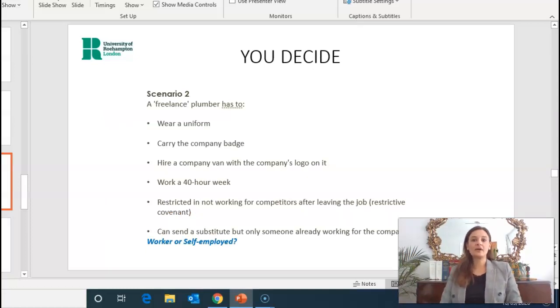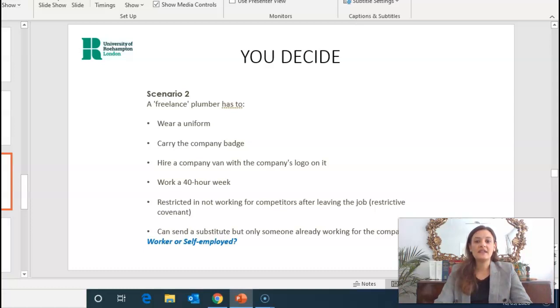So here, in this case, there's a plumber who is labeled as being freelance, except they have to wear a uniform, wear a company badge, and hire a van from the company that has the company's logo on it. They must work 40 hours a week, and they're restricted from working for competitors after they leave the job, which I touched on. That's called a restrictive covenant. So once they stop working for that principal or employer, they can't work for a competitor for a certain amount of time. However, they are allowed to send a substitute in to do the work for them, but only somebody who's already working at that company. So it's a plumbing company, so they can send one of their colleagues from within the company, but not a friend.